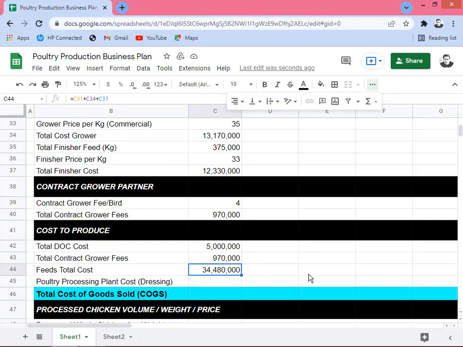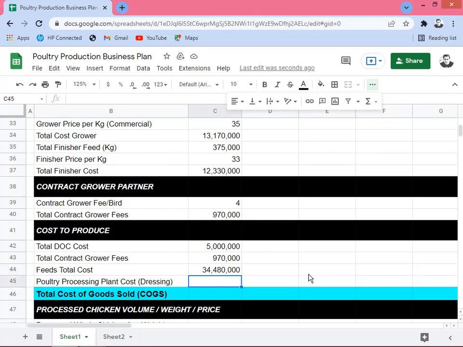See, when you are doing poultry production business, usually the feeds is the biggest cost. Among the costs, usually the feeds are around 60 to 75%, depending on your management in terms of your effectiveness and efficiency. That's why it's very important for you to do the KPI monitoring.